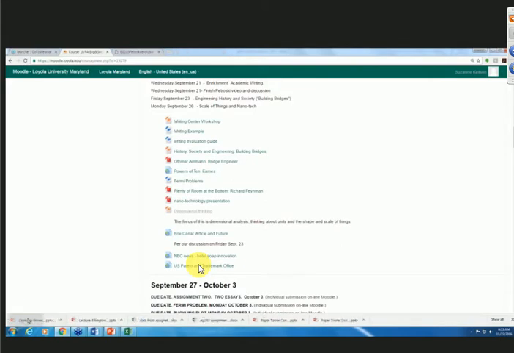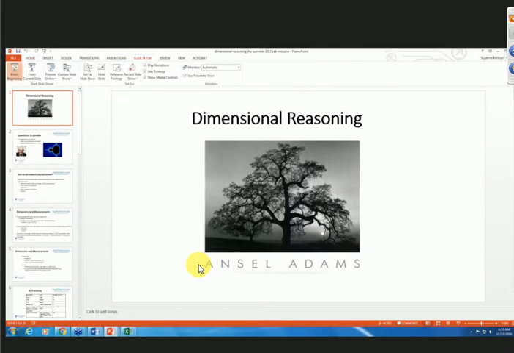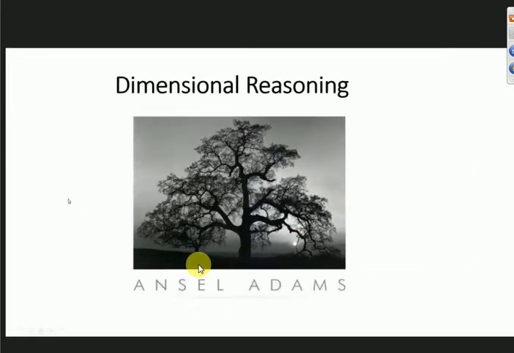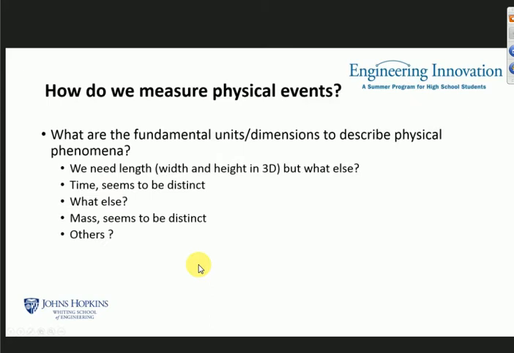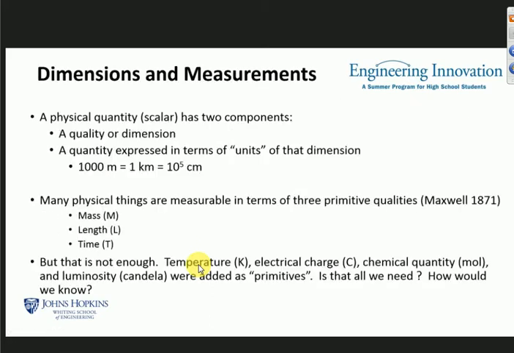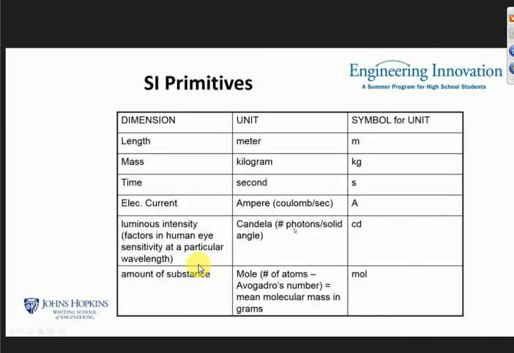In this PowerPoint that I put together about dimensional reasoning, and as you can see, again, I guess I'm always bringing in the arts, I bring in some of the latest stuff. That's Benoit Mandelbrot. That's the fractal Mandelbrot set. How do we measure? So some really fundamental things here. What are primitives? Units of measure. So we get into things that are traditional for introduction to engineering.